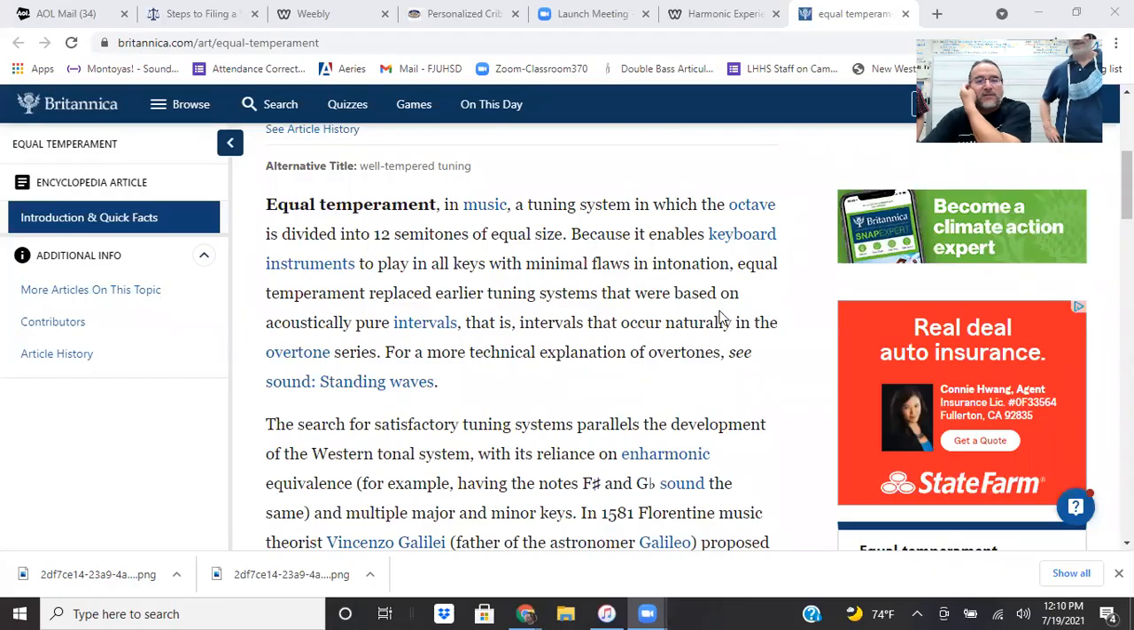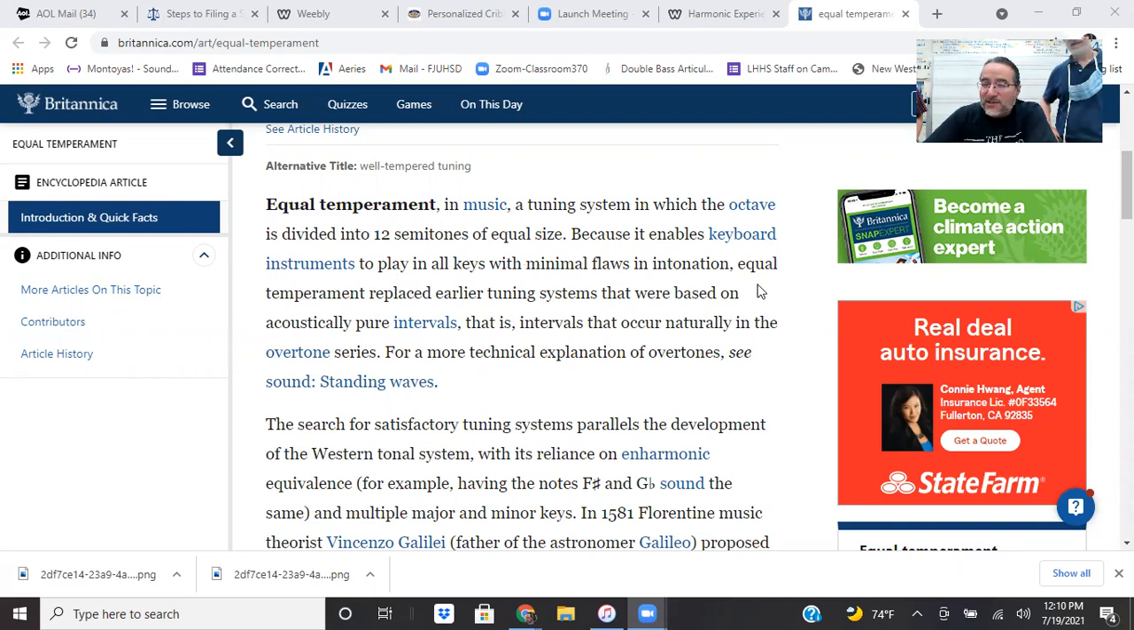I should be sharing this. Hold on, sorry about that. There we go. Okay. All right, there it is. So this is from the Encyclopedia Britannica.